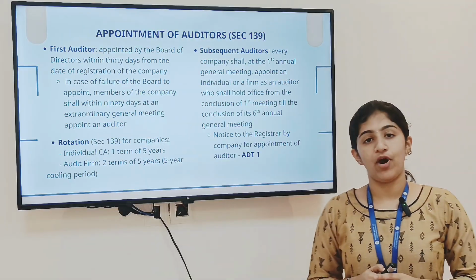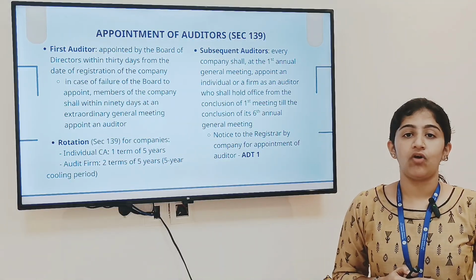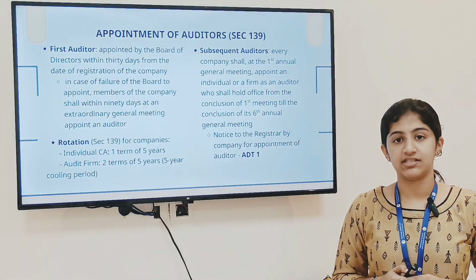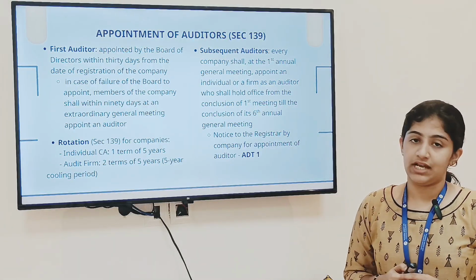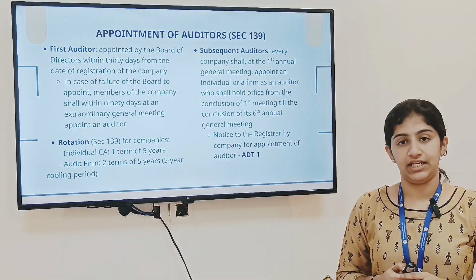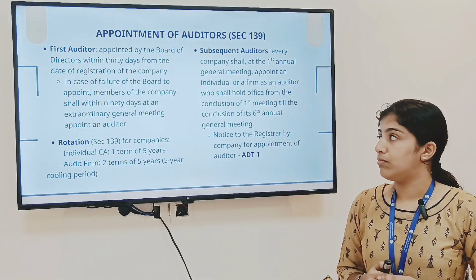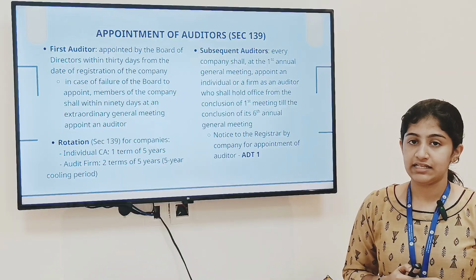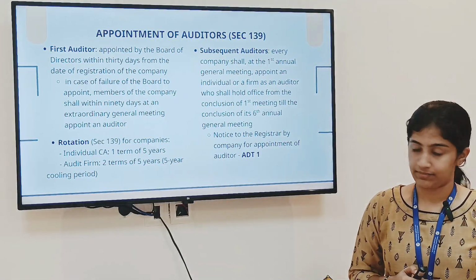Section 139, appointment of auditors. Appointment of first auditor has to be done by the board of directors within 30 days from the date of registration of the company. In case of failure, the members of the company should appoint the first auditor within 90 days in the extraordinary general meeting.